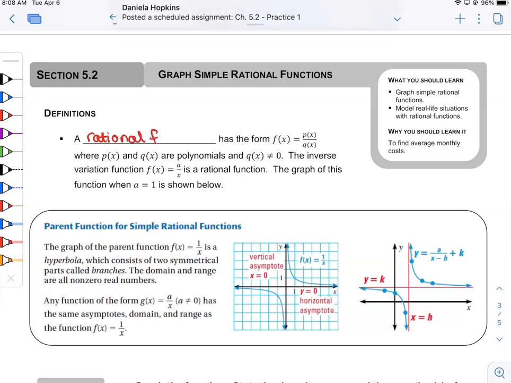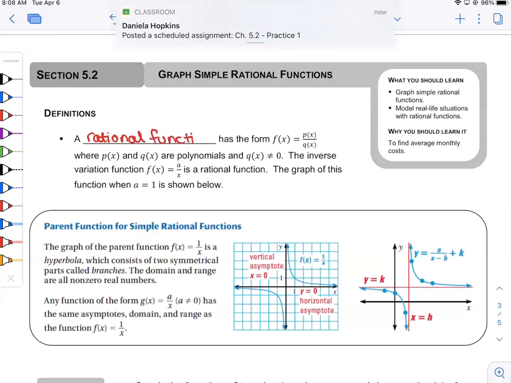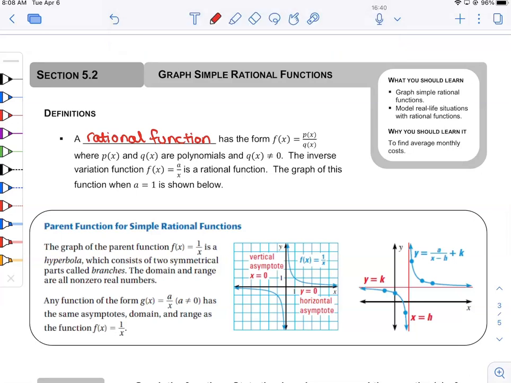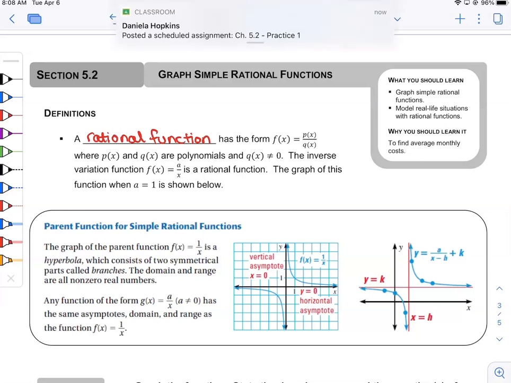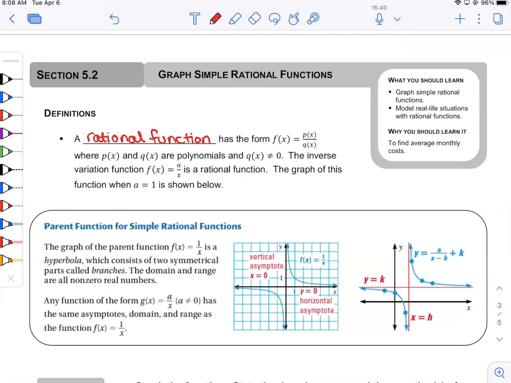A rational function has the form f of x equals p of x over q of x. So basically you could think of it as two functions being divided, where p of x and q of x are polynomials, and q of x can't be 0, because we cannot divide by 0. So then the inverse variation function f of x equals a over x, so that's what we talked about in 5.1, that's also a rational function.